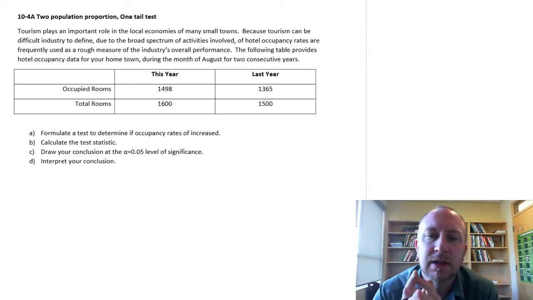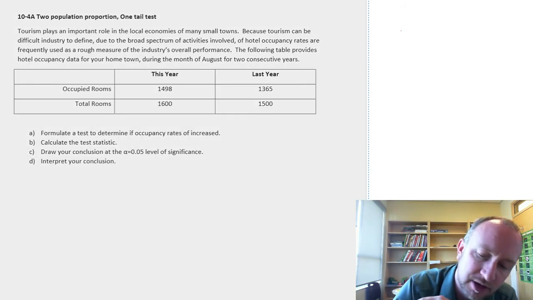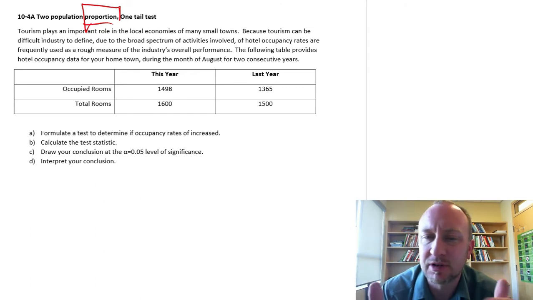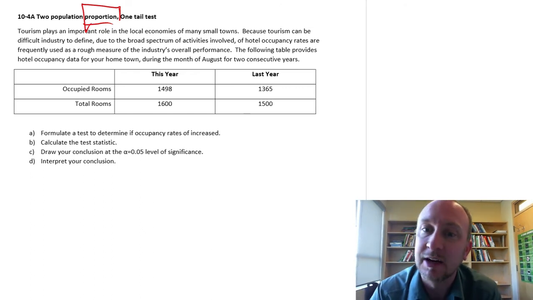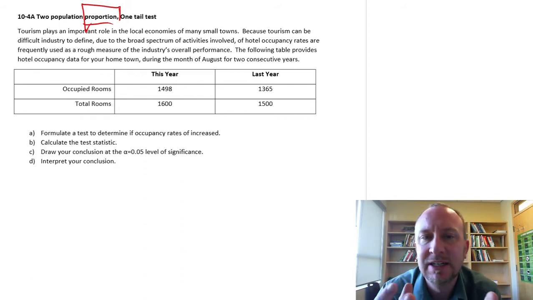Hello and welcome back. Here we're looking at another exercise dealing again with two populations, but in this case we're no longer looking at means. Now we're going to be looking at population proportions. It'll be very similar in progression to when we went through module 9 and looked at single population means and then single population proportions. Here it's the same thing.